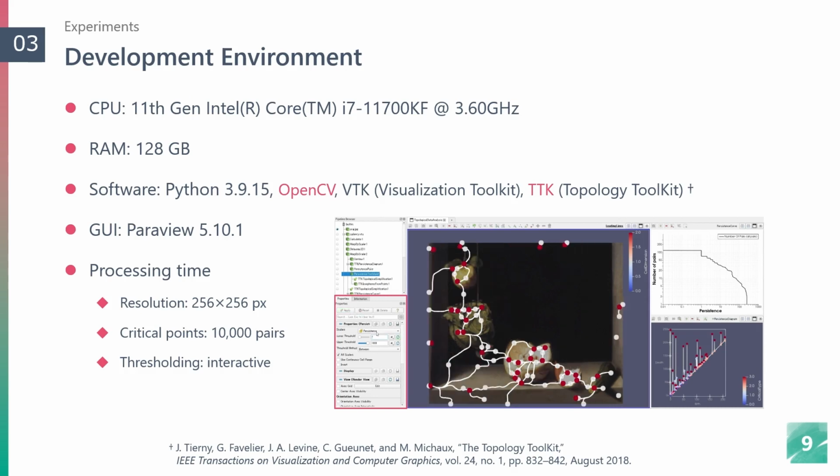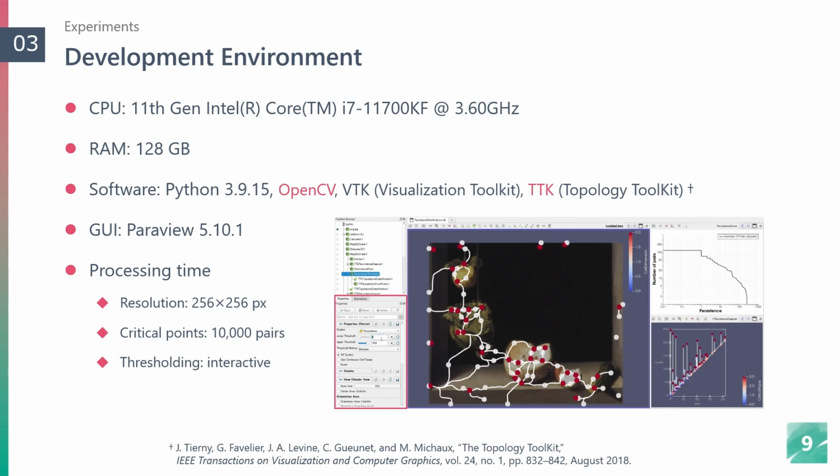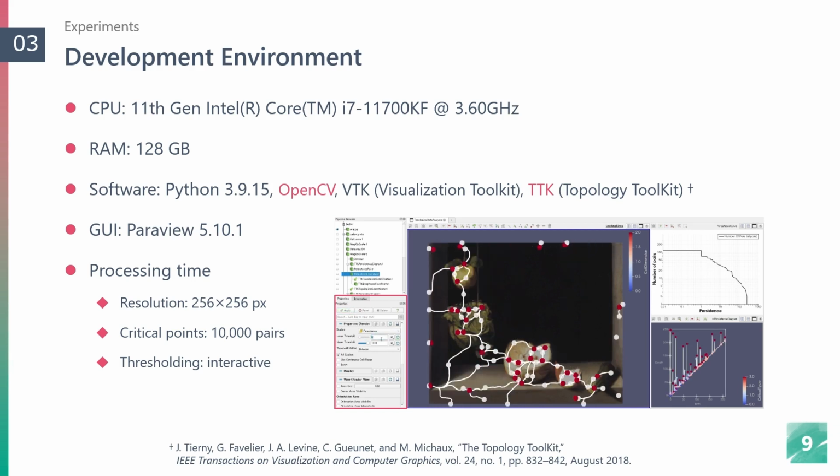We developed the visual analysis system in this environment by mainly utilizing the OpenCV and the TTK libraries. Currently, the saliency maps are downsized to 256 by 256 regardless of the original resolution because the number of detected critical points is restricted to a maximum of 10,000 pairs in our implementation. Deriving the Morse-Smale function requires less than 10 seconds, and the subsequent thresholding process can be carried out interactively on ParaView as you can see in the video here.